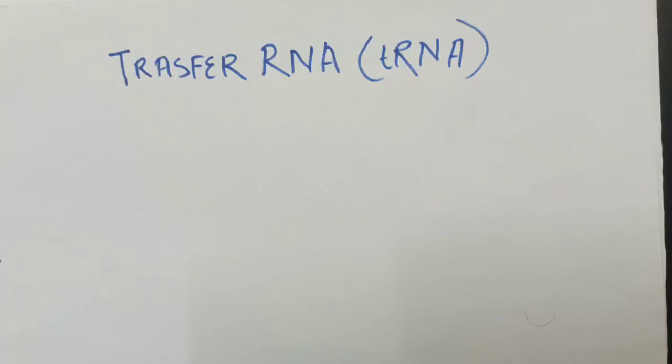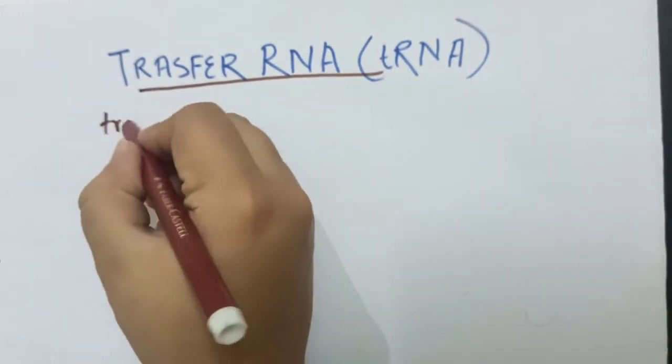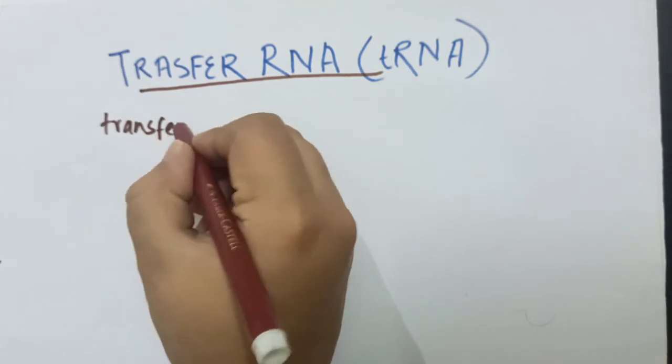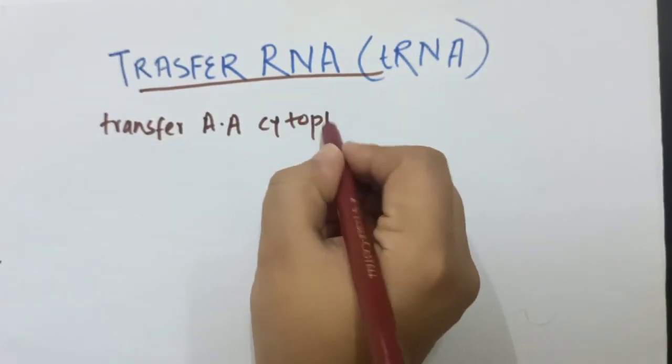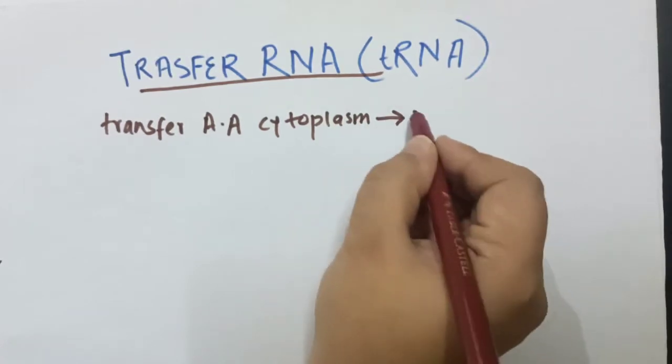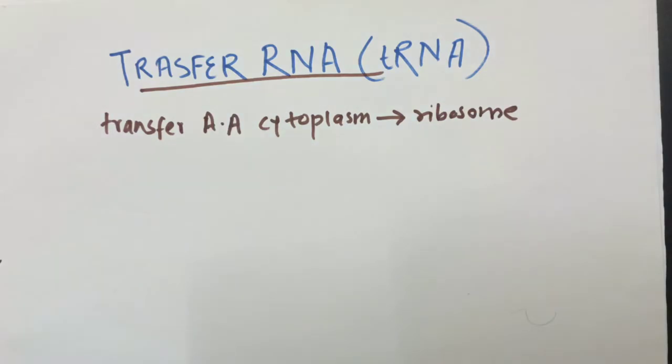Hello everyone, so in this module we'll be discussing the tRNA, that is transfer RNA. What they do is they transfer amino acid from the cytoplasm to the ribosome, and therefore it is known as transfer RNA or tRNA.